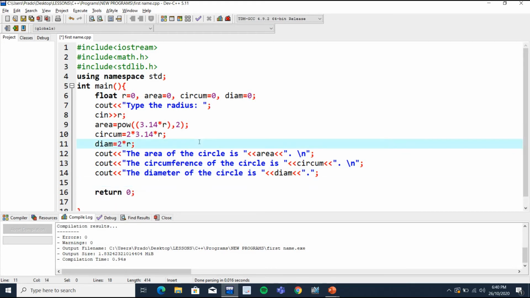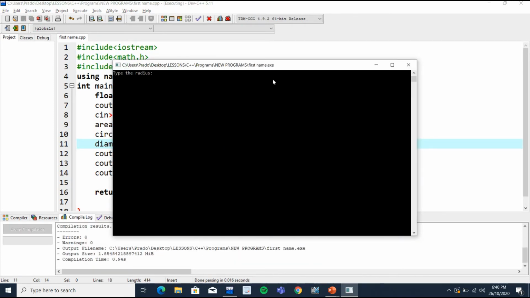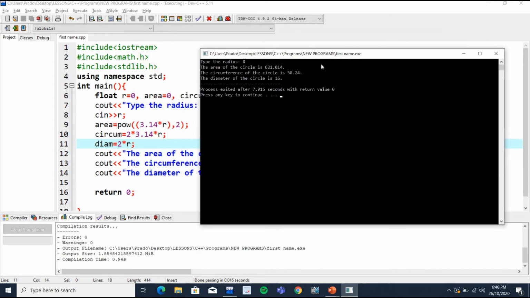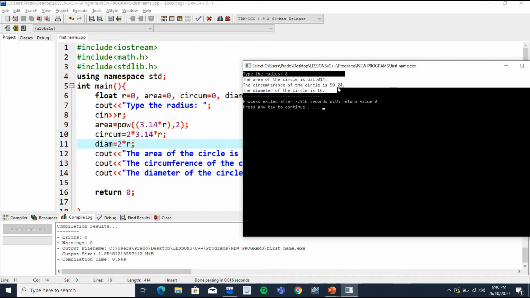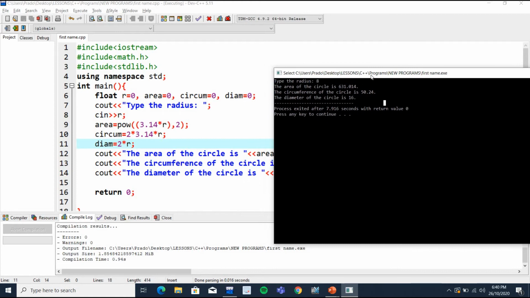So, we will try to run the program, F11. So, type the radius. So, for example, the radius is 8. So, ayan. So, the area of the circle is 200.96. Ayan. And then, the circumference of the circle is 50.24. And the diameter of the circle is 16. So, yun na po yung answer natin. So, ito po yung paraan ng pagpoprogram for the sequence structure.